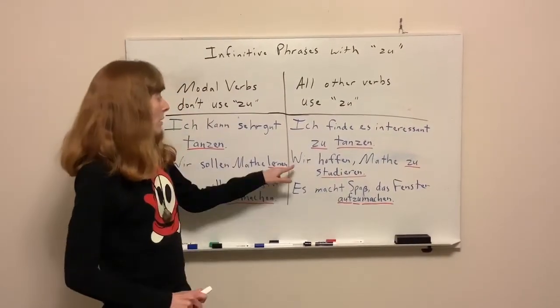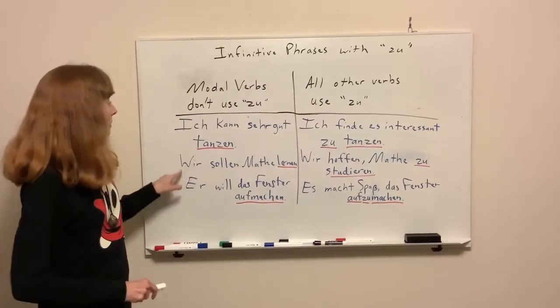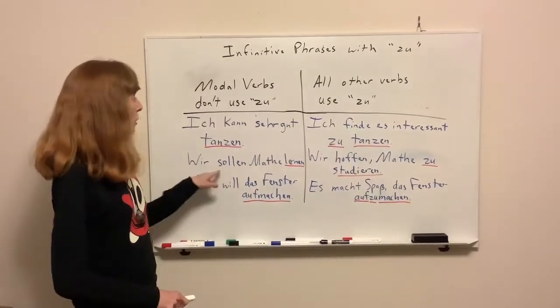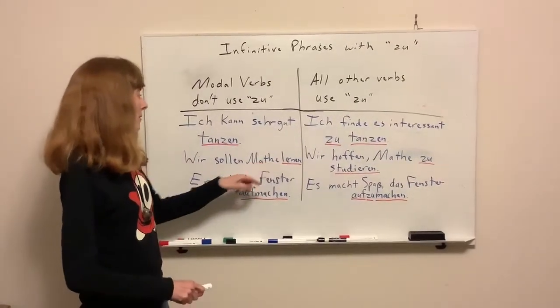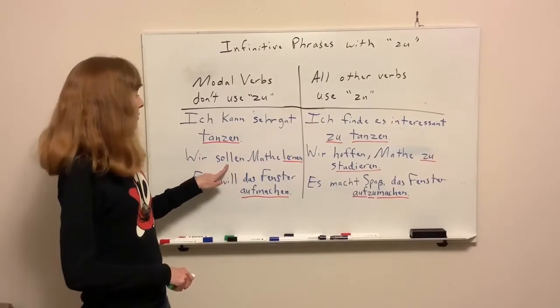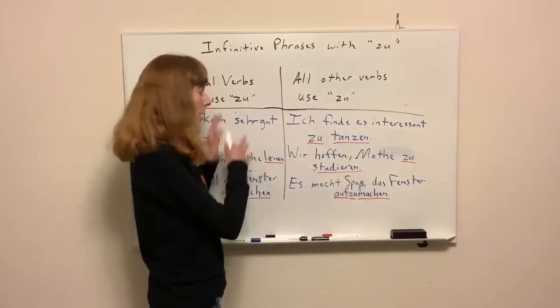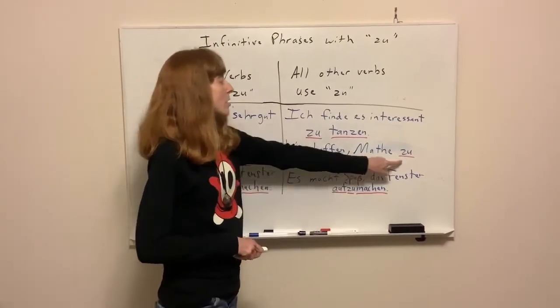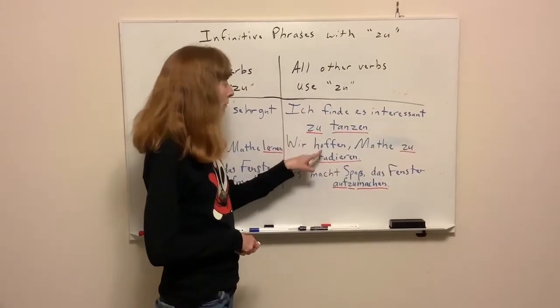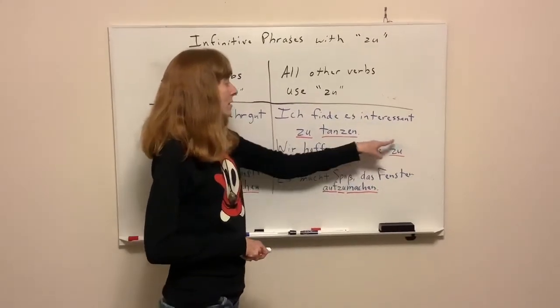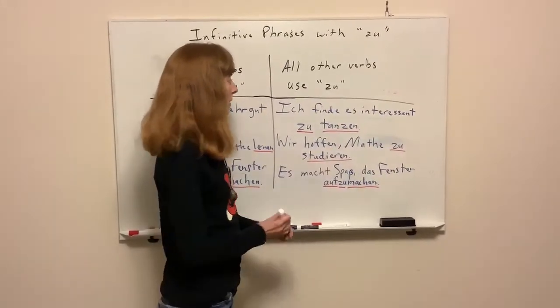Okay, second example, wir sollen Mathe lernen. We should learn math, or we should study math. Study for a test. Sollen, kick the verb to the end. Well, if I use any other verb besides a modal, I've got to put a zu in front of it. Wir hoffen, Mathe zu studieren.